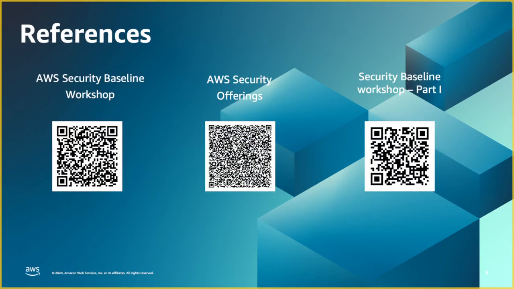Before we close out with the presentation, I want to highlight the references. The first one is the Security Baseline Workshop that we saw in the browser. The second one is a list of all the security offerings from my AWS homepage. When you land on this page, you will see all the offerings of various security services, and you can pick and choose which one you want to dive into in much greater detail. And finally, again, because this is a series, I have linked the part 1 of the workshop that we already have published here.